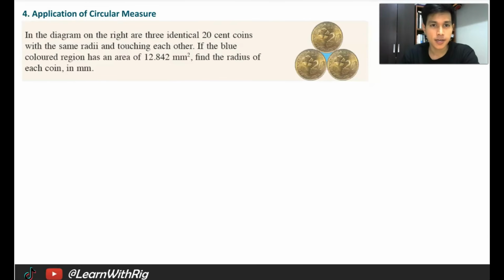So let's see this. In the diagram on the right are 3 identical 20-cent coins with the same radii and touching each other. If the blue colored region has an area of, okay, so they give you the area of the colored region, find the radius of each coin. Okay, so they give you no data except the area of the colored region. So how are you going to find? So if you notice, it's a tricky question, but what you can do is, you see, there's a center here, correct? There's a center here for each of the coin.